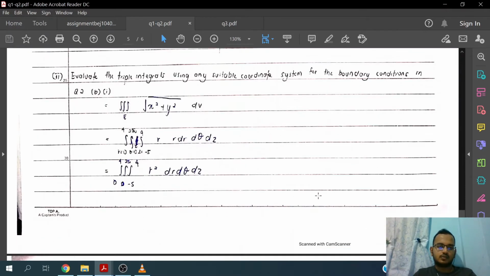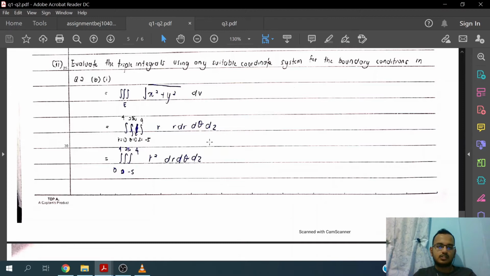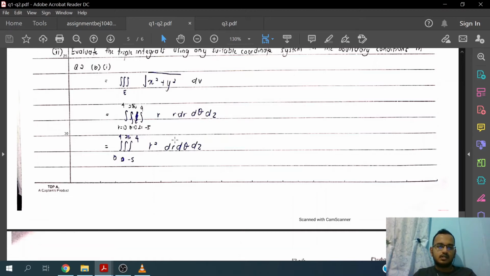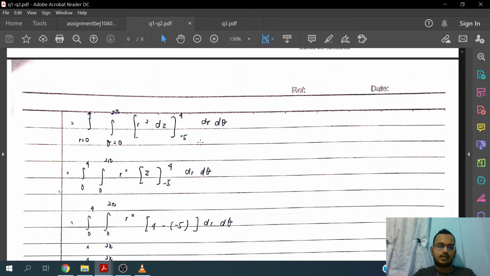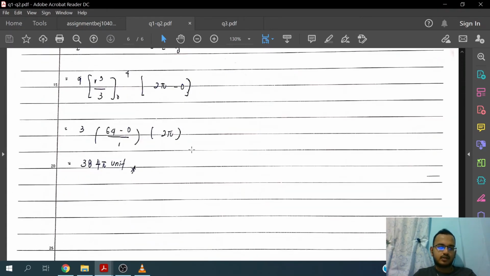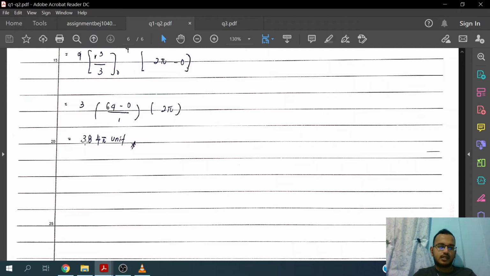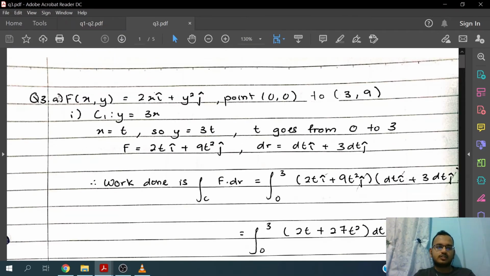As for question B2, evaluate the triple integral using one suitable coordinate system, and we use cylindrical coordinates to solve this equation. So we have to solve step by step until we get the final answer. The final answer will be 384 per unit.